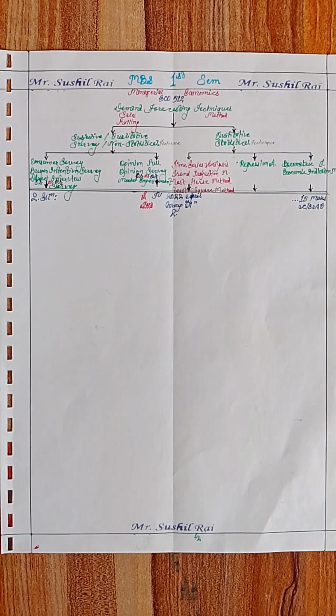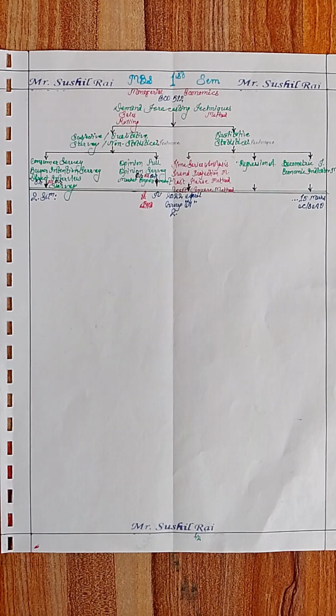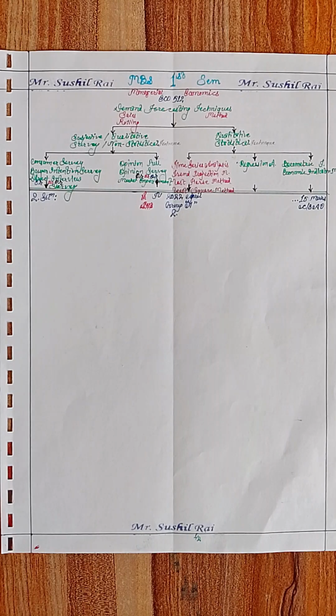Barometric techniques, the economic indicator method, the regression analysis, the time series analysis, the trend projection method, the least square method. The TU 2022 April, Group A.